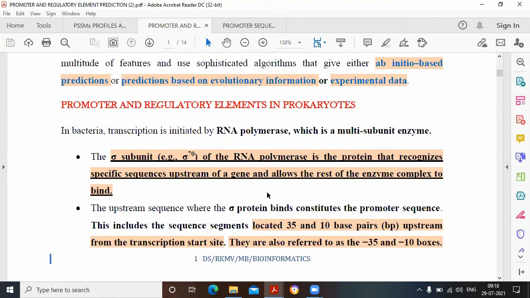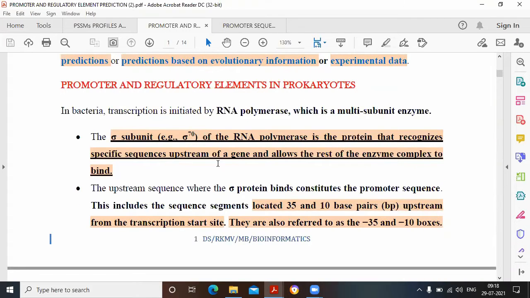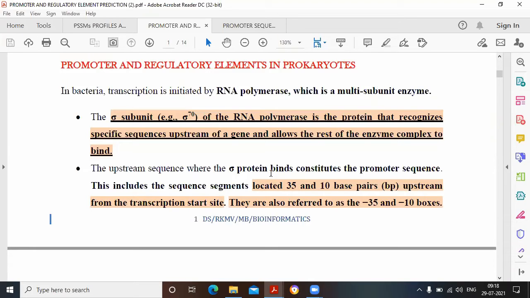And this component alone is able to identify the sequence of the promoter, and it first goes and binds there. Then the other subunits assemble one after another, and finally the complete structure of the RNA polymerase is produced, and then RNA polymerase can do the transcriptional activity. This sigma factor can be found in all kinds of prokaryotic systems.